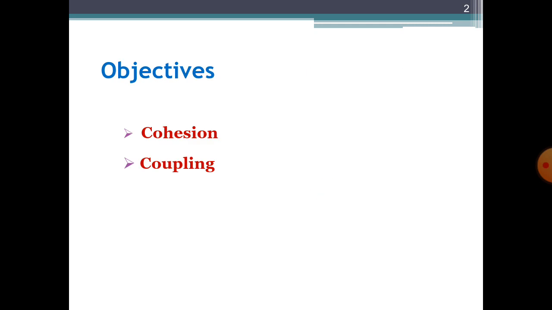So students, what is the objective of today's lecture discussion? In this lecture we are going to discuss two important aspects of software engineering, cohesion and coupling: what they actually are and how they affect our design and architecture. We will also discuss the different types, and we will discuss cohesion and coupling in more detail. So let's formally start our lecture number 41 discussion.